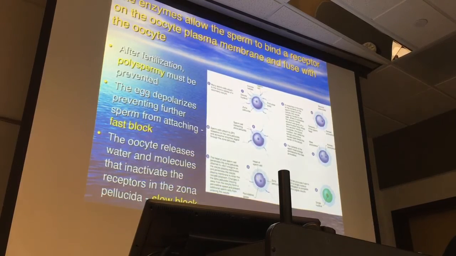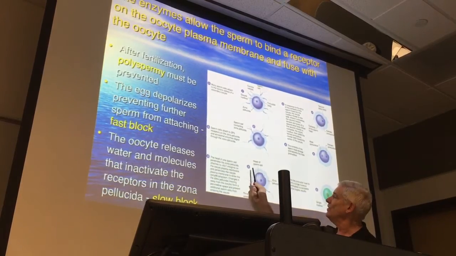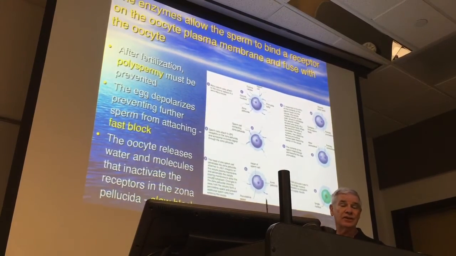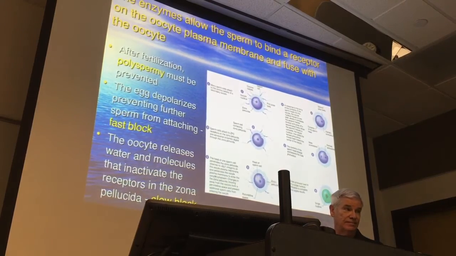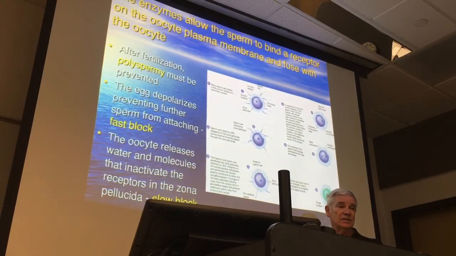That's called the fast block to prevent polyspermy. Okay? The oocyte is then going to release water and some molecules that inactivate that receptor that the sperm contact to release the acrosome to reach the egg. So we're first going to make it so the sperm can't fuse with the membrane, and second, we're going to prevent any other sperm that haven't made it that far from ever being able to get through the zona pellucida. Okay? A fast block and a slow block to prevent polyspermy.